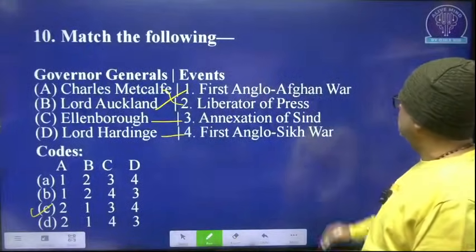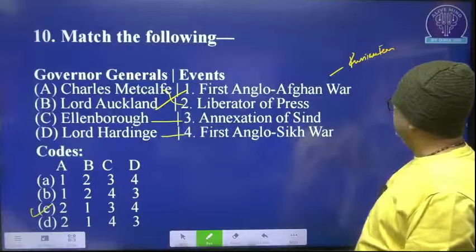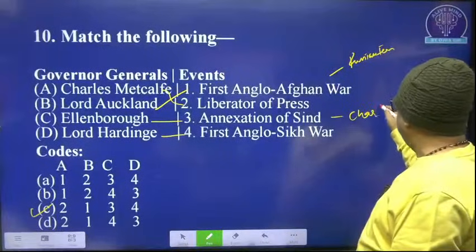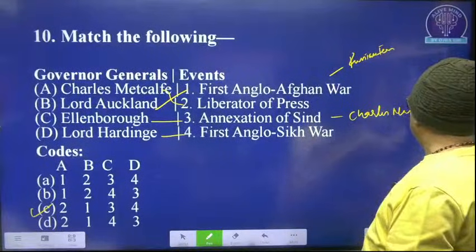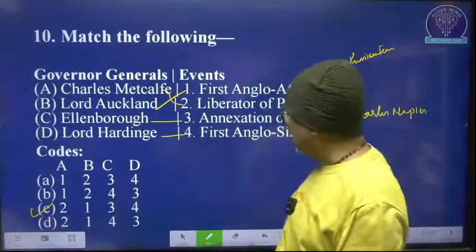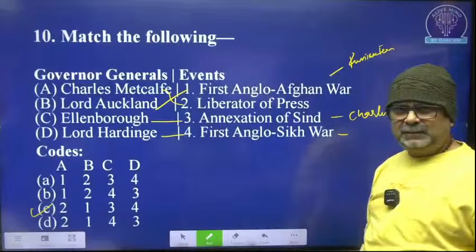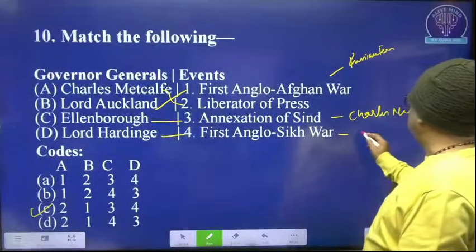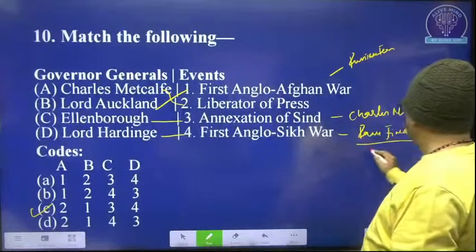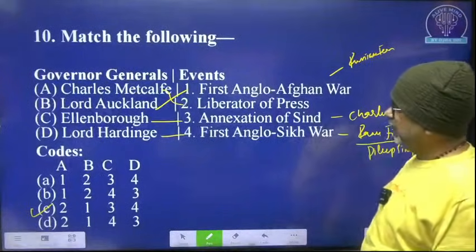First Anglo-Afghan War, the Russian fear. Annexation of Sindh by Charles Napier. He says it's an idiocy on our behalf and we will do this idiocy. Who? Charles Napier. First Anglo-Sikh War, impatience of the Sikh army, role of Rani Jindan. Who gets the throne? Dilip Singh. 10th, C.